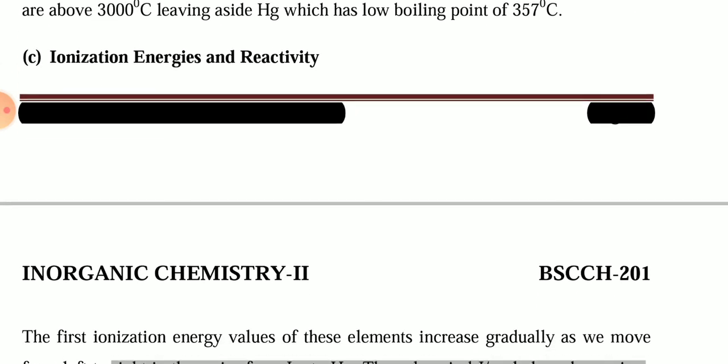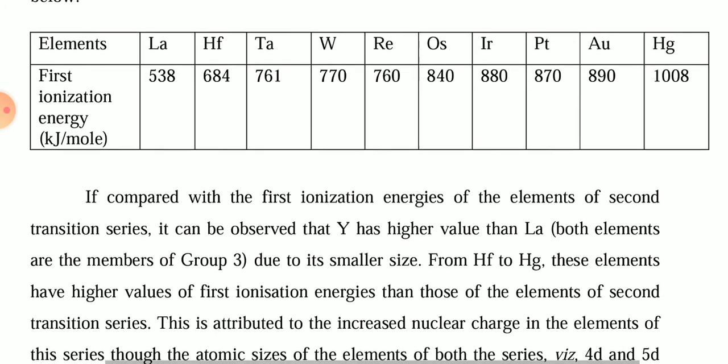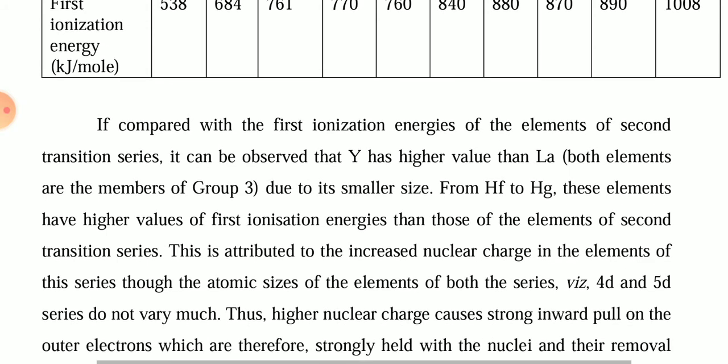Then after that, the ionization energy. You can see in this table that ionization energy increases. The first ionization energy value of these elements increases gradually as we move from left to right in the series, from lanthanum to mercury. The values in kJ per mole have been given in this table. If we compare the first ionization energy of the elements of the second transition series, it can be observed that hafnium has a higher value than lanthanum. Both are members of group three, with similar size.